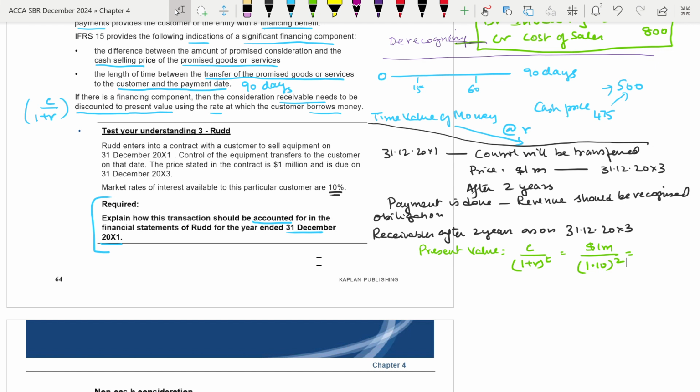Is it 0.45? No. 1 million divided by 1.1 divided by 1.1. How much will you get? 1 million divided by 1.10 to the power of 2. How much? 1.8? No. Why? How much will you get?